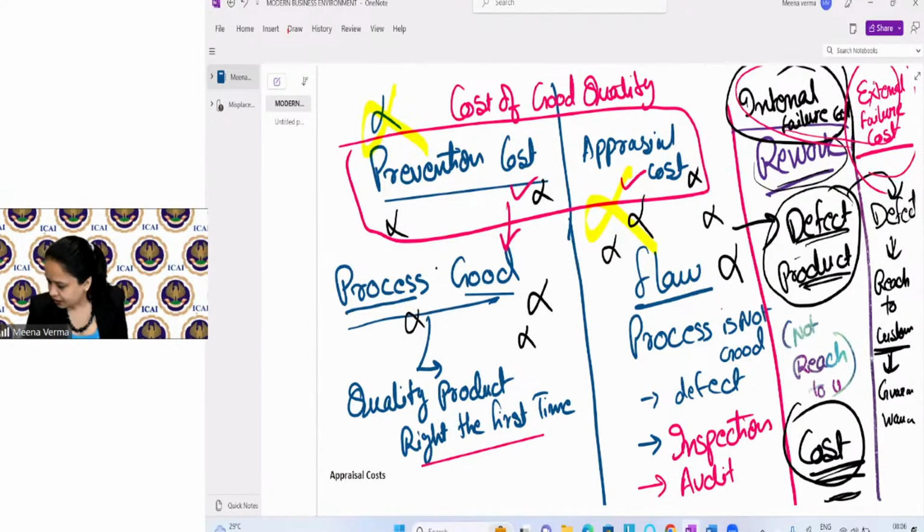Exactly. Even rework is not good. Exactly, Shri Ram. Rework is not good. So for that reason, what we have discussed, we need a quality product right the first time. We always want a quality product. Yes, that's true. Okay.